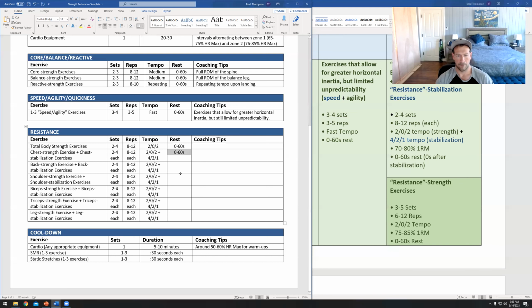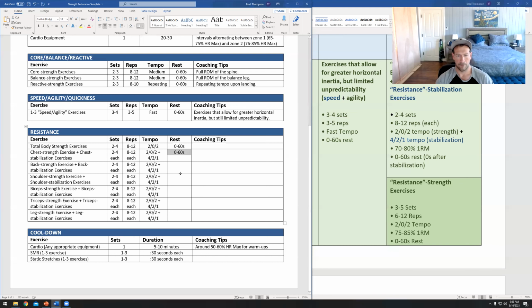And then for reactive power, 2 to 3 sets, 8 to 12 reps. Tempo is definitely XXX, 0 to 60 seconds of rest, as fast as possible on the tempo. This is really all about developing as much reactive speed as possible there.